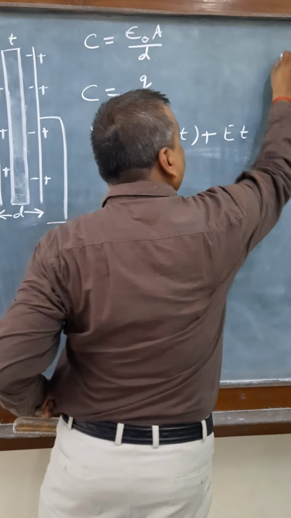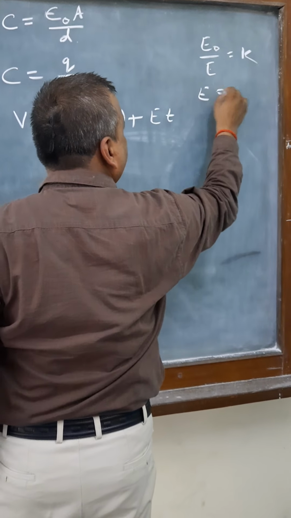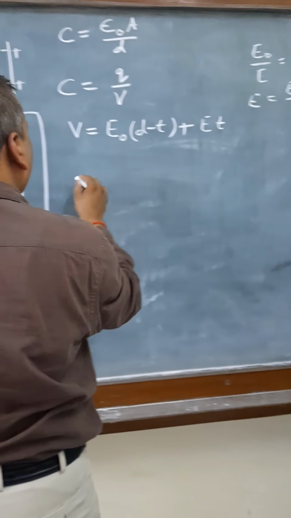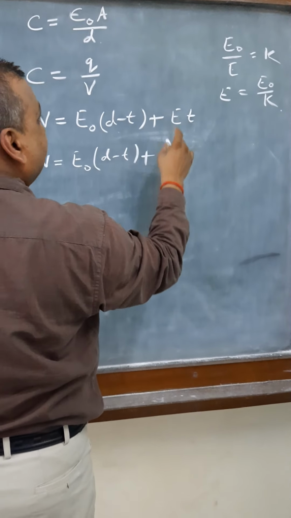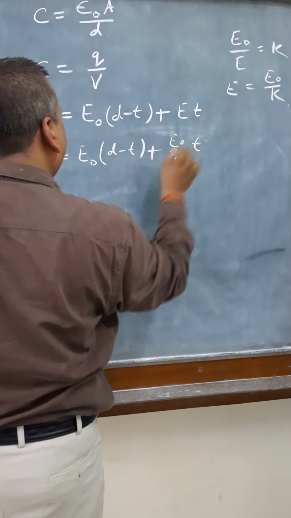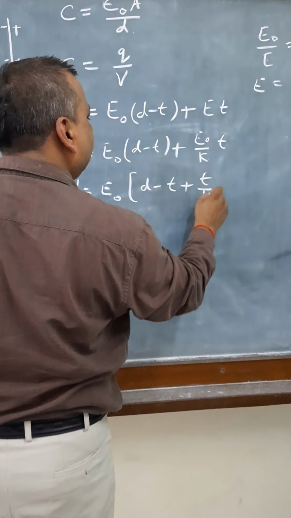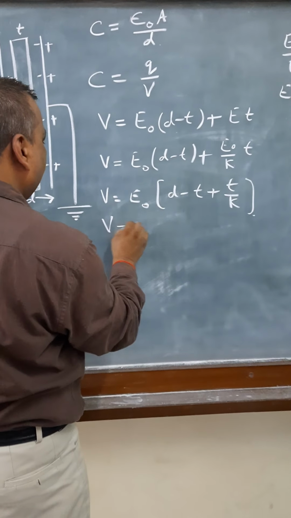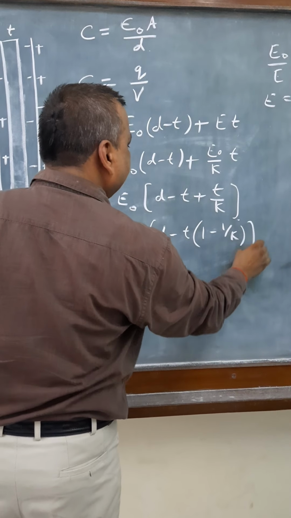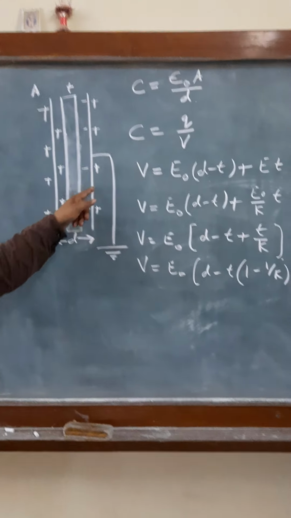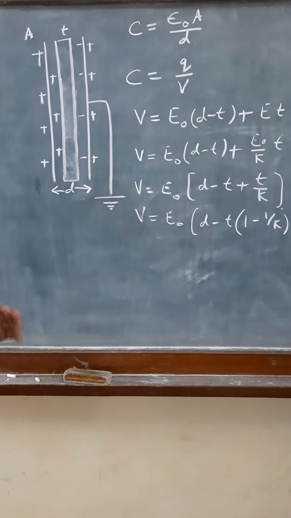As we know that E naught upon E is equal to K, E may be replaced as E naught upon K. So the potential comes out to be E naught into d minus t plus E naught upon K into t, or V is equal to E naught into d minus t plus t upon K. Or we may also write it as E naught into d minus t into 1 minus 1 upon K. So this is the potential difference between the two plates when we have inserted the dielectric slab of thickness t between the plates.